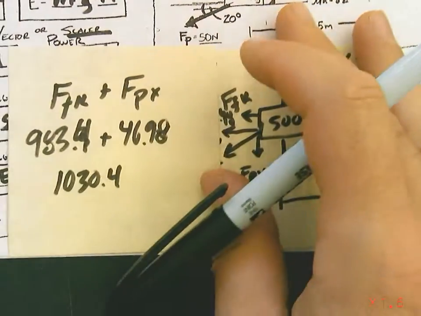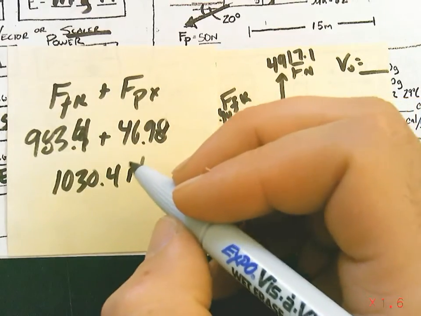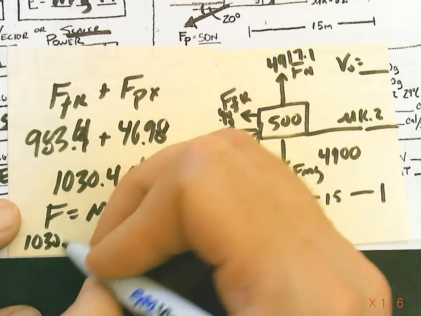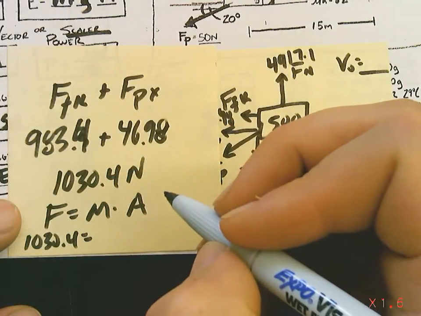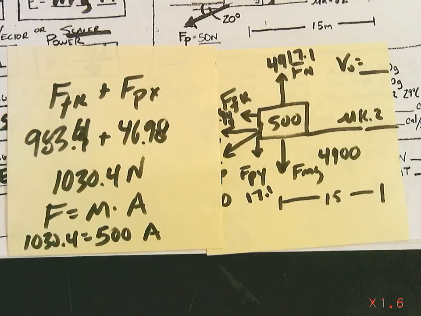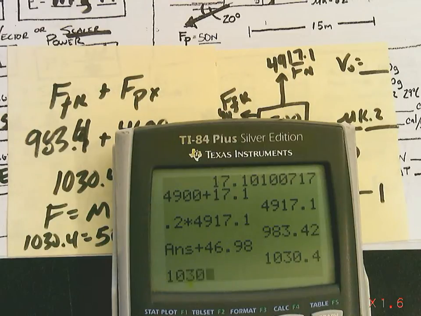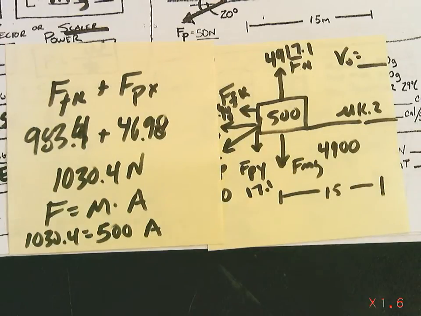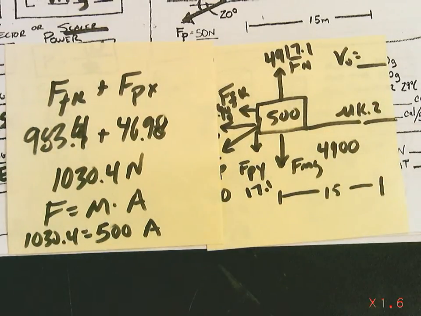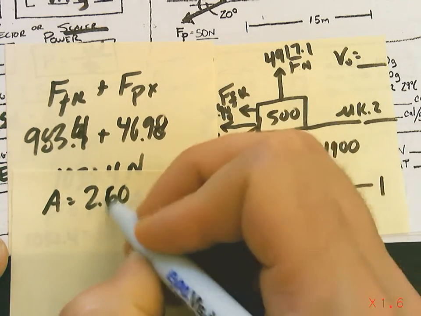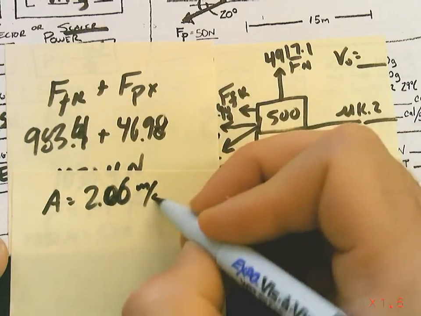So the net force was 1030.4. That's in newtons. So it's as simple as this, guys. F equals ma, Newton's second law. So I put in 1030.4. I put in the mass. The mass was quite large, 500, and then we can solve for the acceleration. So we take the 1030.4 and we divide by 500, and we get an acceleration of 2.06 meters per second squared.